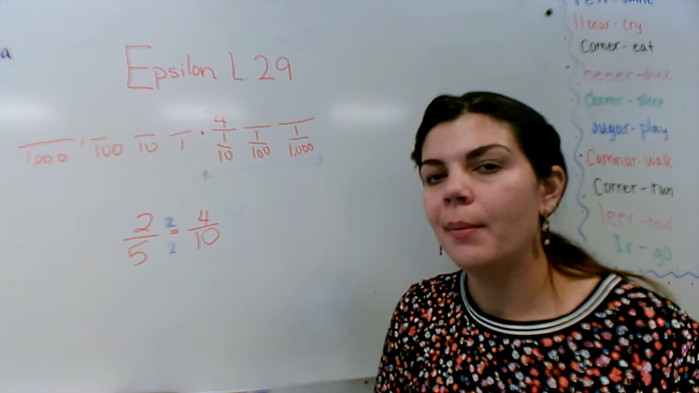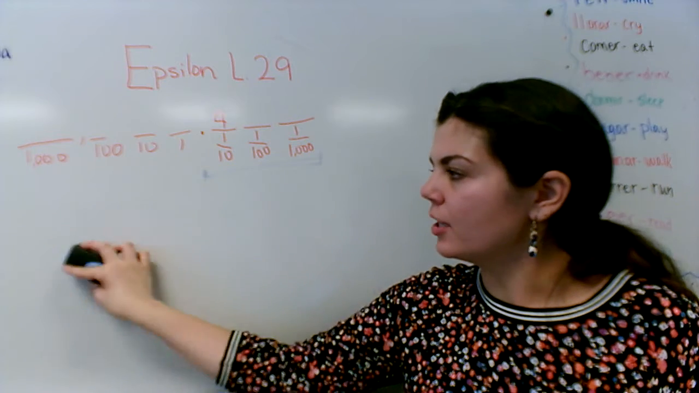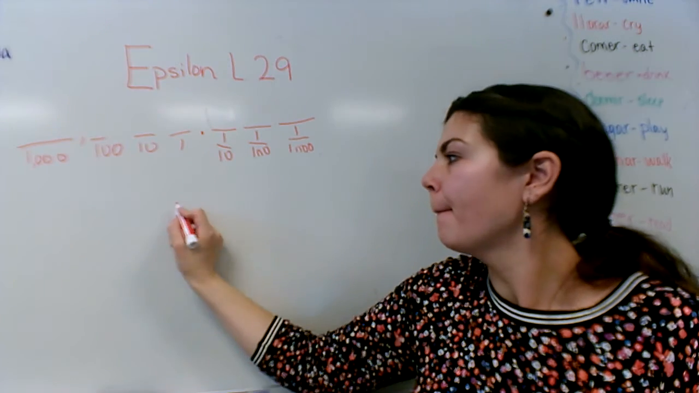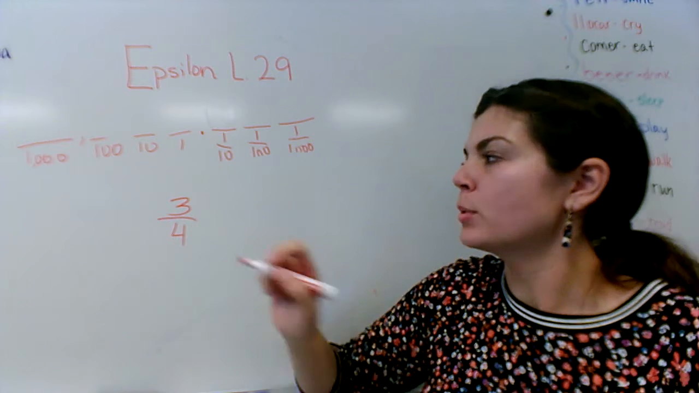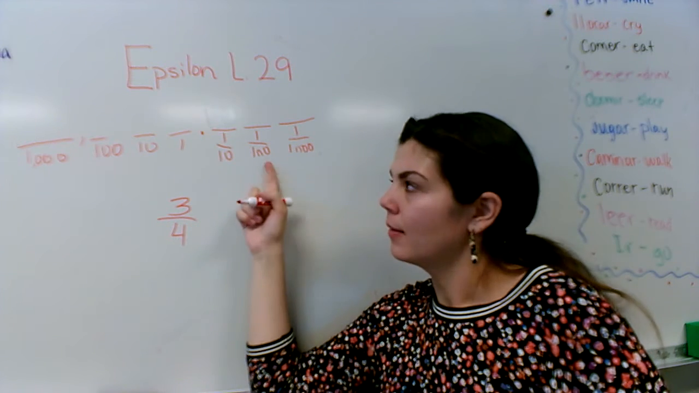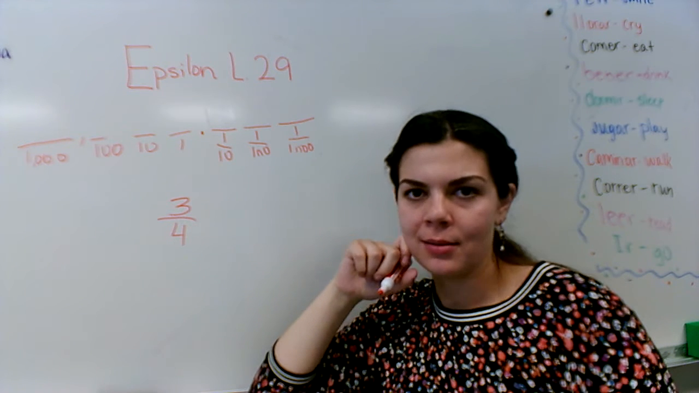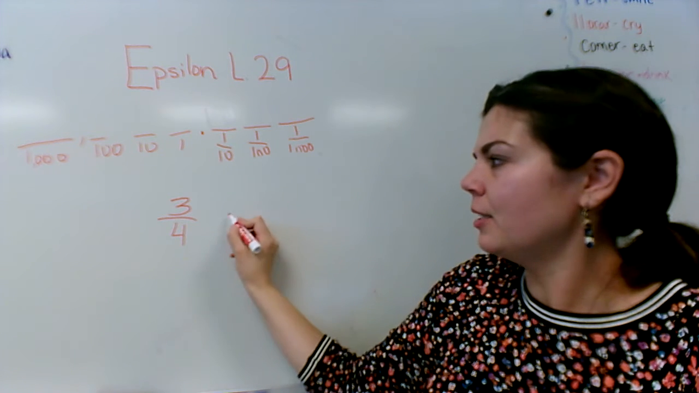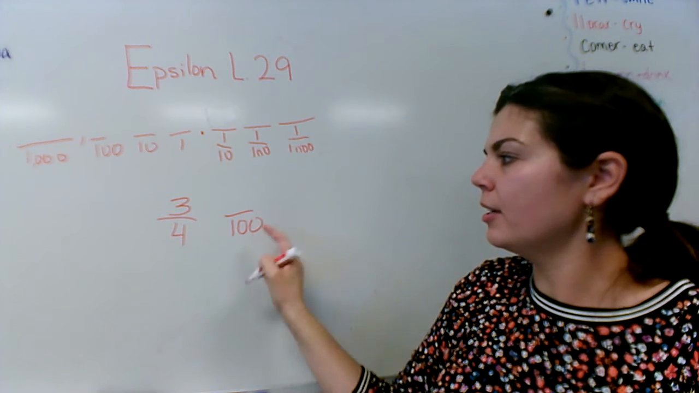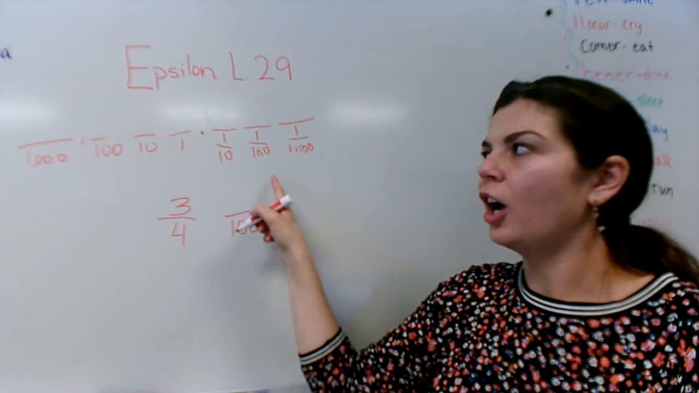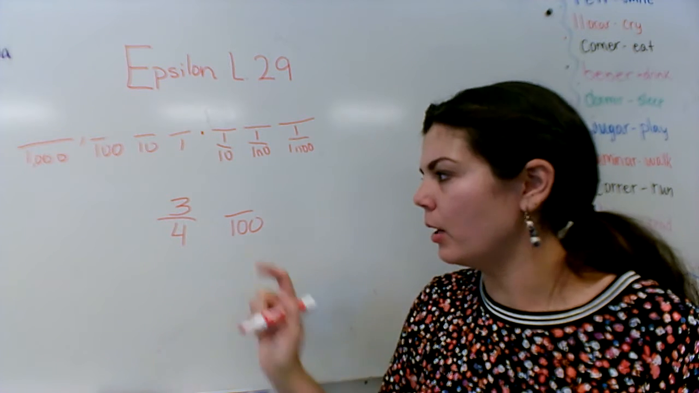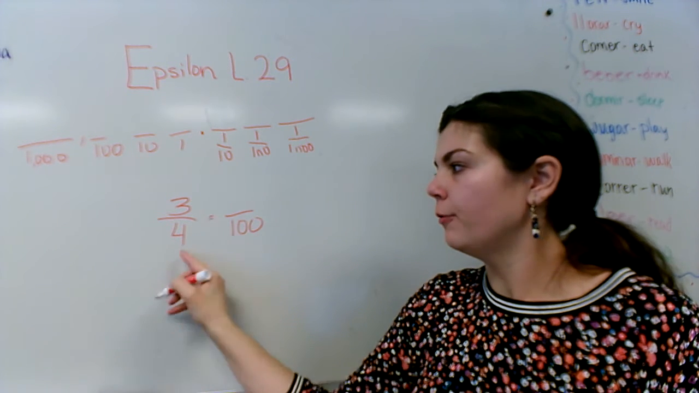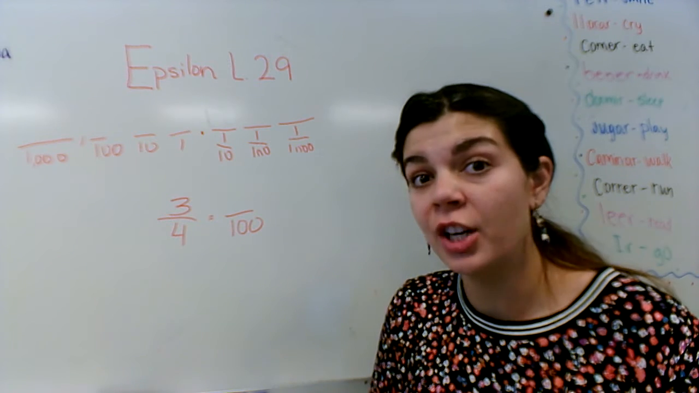Okay, now what about if I want to change 3/4, but I want to put it in the hundredths section. What would I need to do? I would need to put my 100 down here. This is where I want to be. I want to be in the hundredths section. So 4 times what is 100?